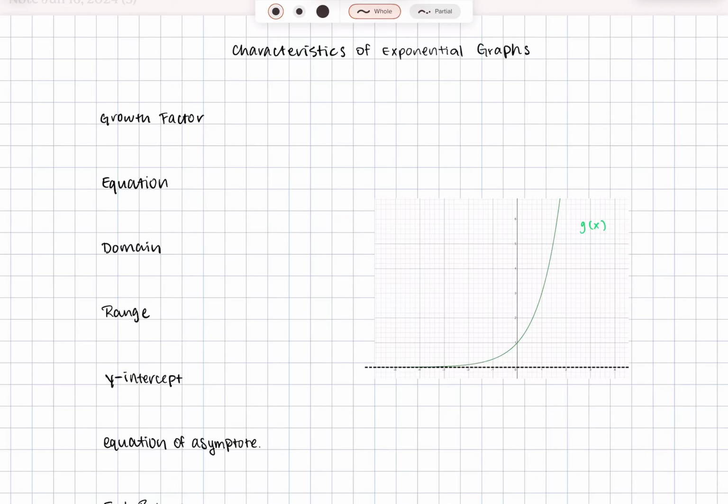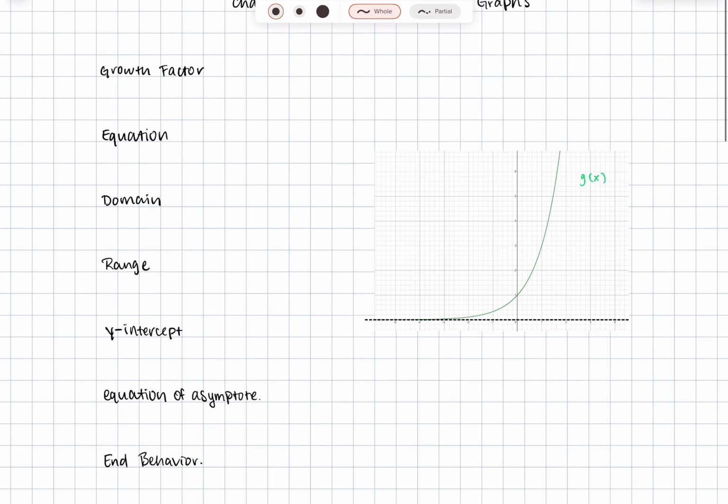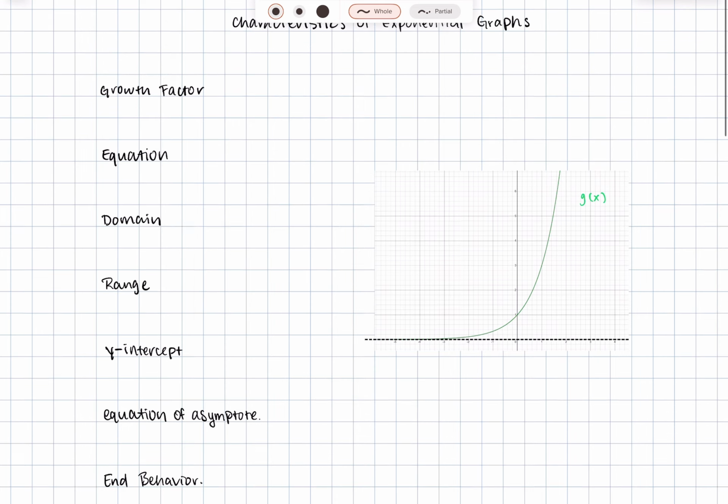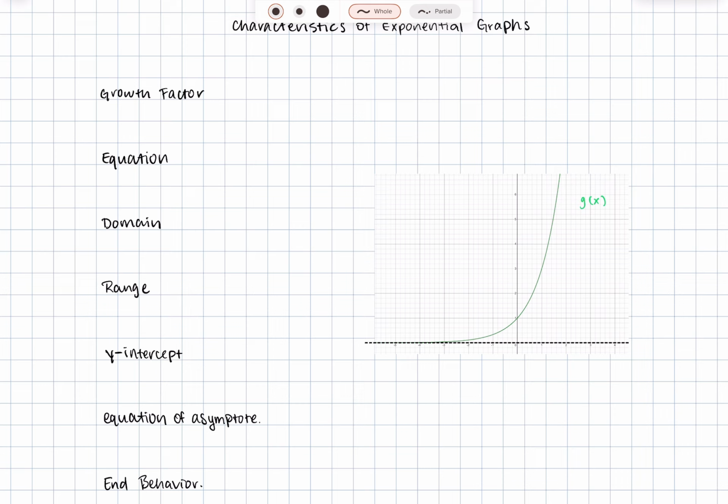Hey guys, in this video we're going to be talking about characteristics of exponential graphs. And as you can see, we have an exponential function over here, g of x, and we're going to be labeling this graph using these seven characteristics on the left. So let's get started. We're going to be working backwards. So let's start with the end behavior.